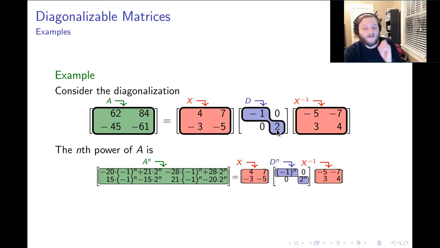The idea here is that D to the n is easy to calculate because D is a diagonal matrix. All we have to do is find the nth power of each of the diagonal entries, and that would be -1 to the n and 2 to the n here. We could then multiply X times D to the n times X inverse to get our formula for A to the n. So rather than multiply A together a bunch of times, all we have to do is plug in the right value of n, and we get a quicker result. So that's one useful thing we can do with a diagonalization like this.